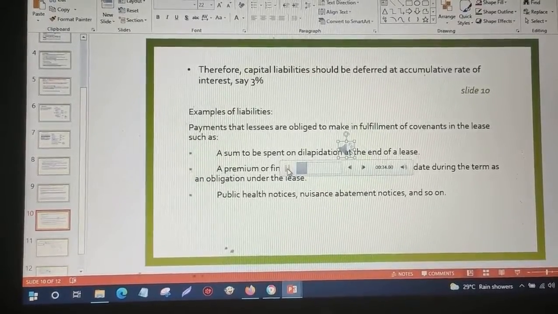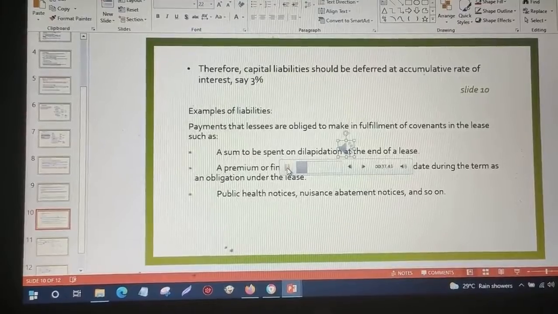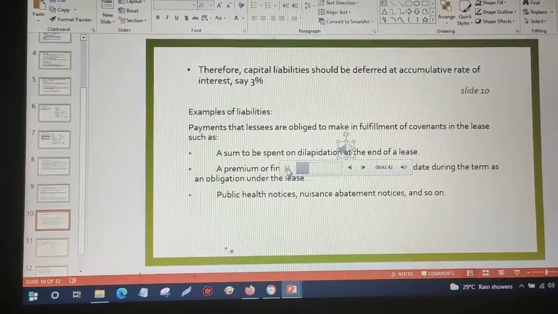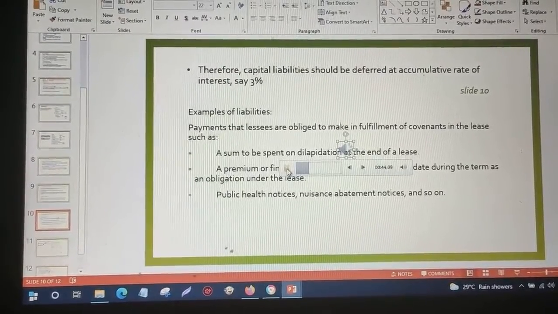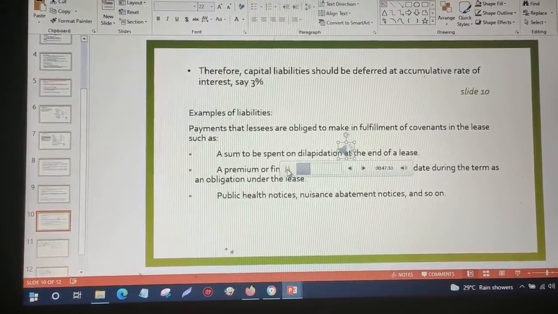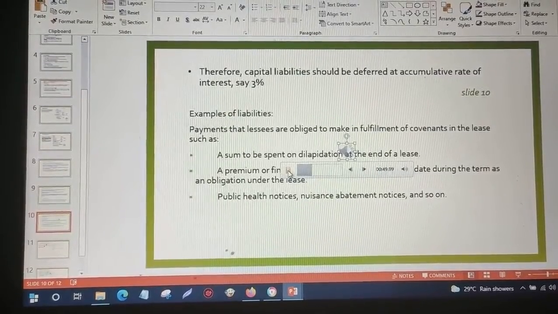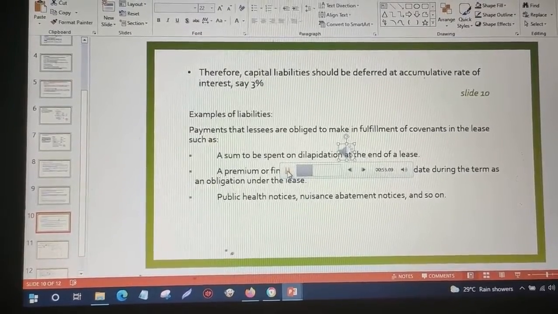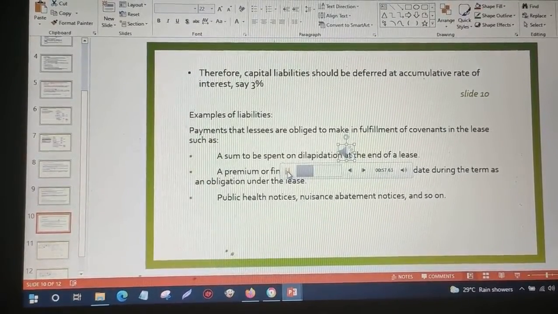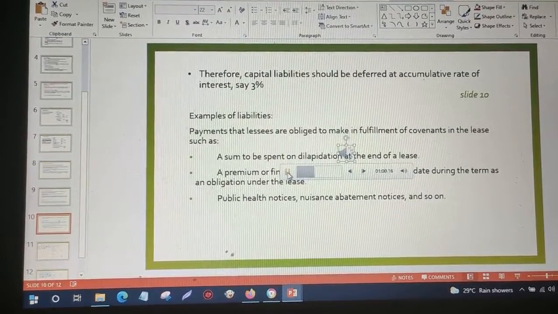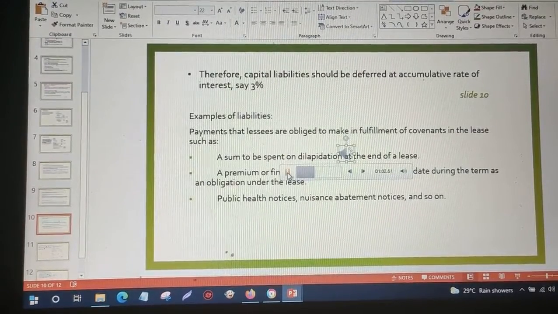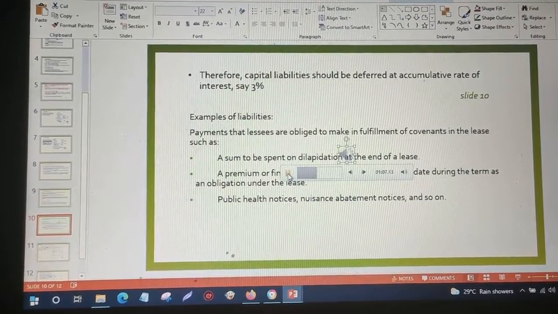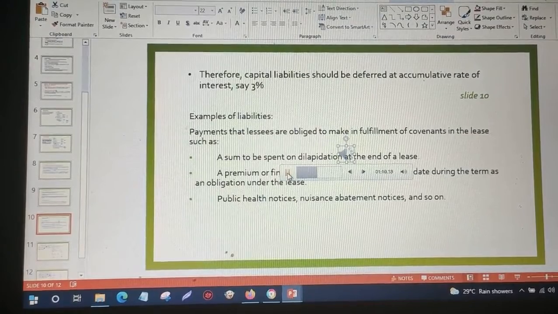Payments that lessees are obliged to make in fulfillment of covenants in the lease are liabilities. 1. A sum to be spent on dilapidation at the end of a lease. It will have been put there in their lease covenant that a certain sum will be spent maybe after 5 years, after 7 years. This has become a liability to the property owner or even the tenant. It depends on under whose aegis it is falling.